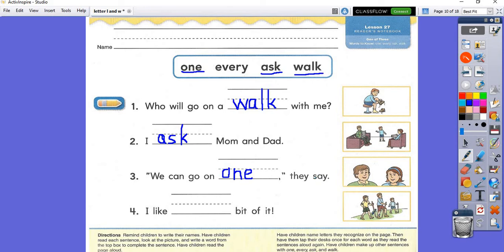Okay. Now, what do we have in this picture? In this picture, we can see the boy, the mom, and the dad. They are going for a walk. Maybe they are climbing up the mountain because they have a stick with them. Because the boy asked for a walk, maybe he's going on a walk now. Let's see what we have here. I like dash. I like every. You will write here every from the second line. Start from the second line. Every. Very good. Now write V. Every.